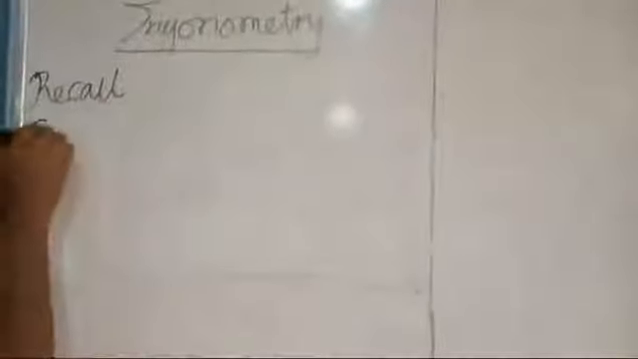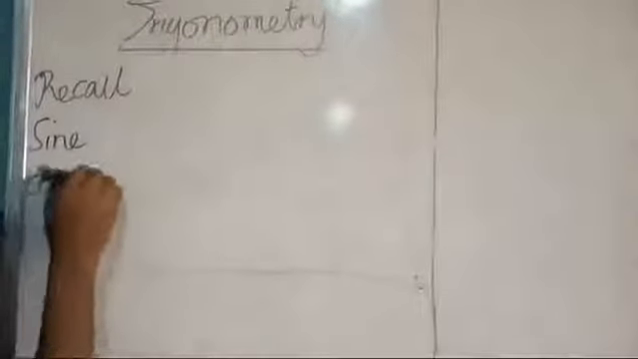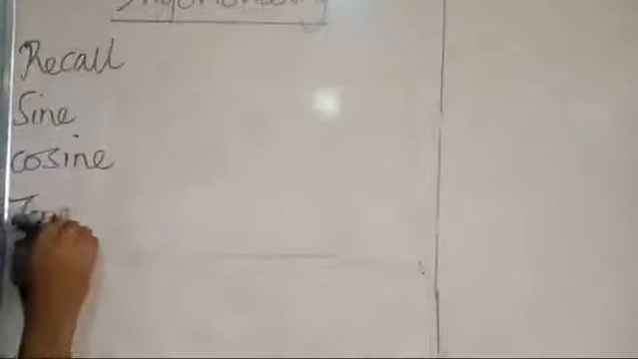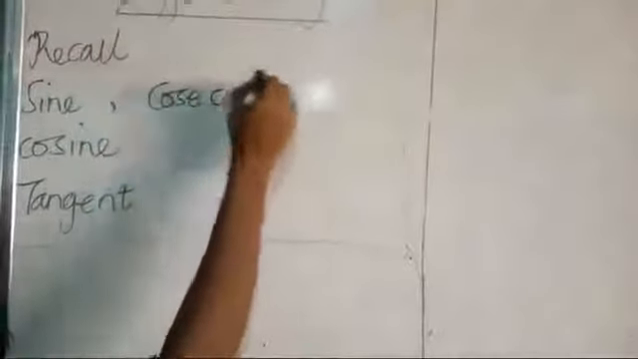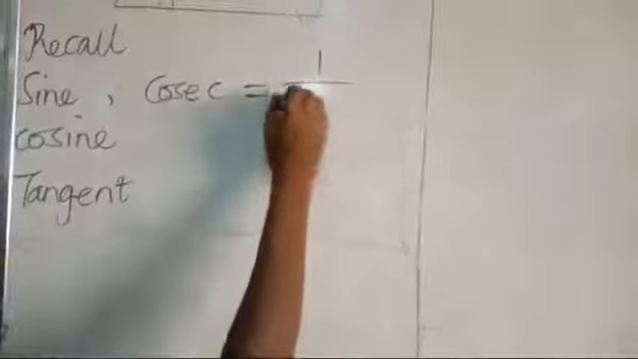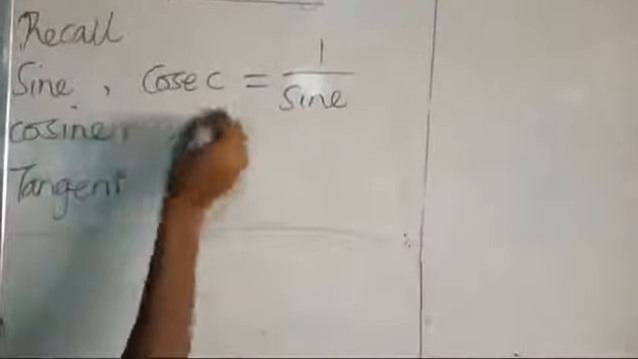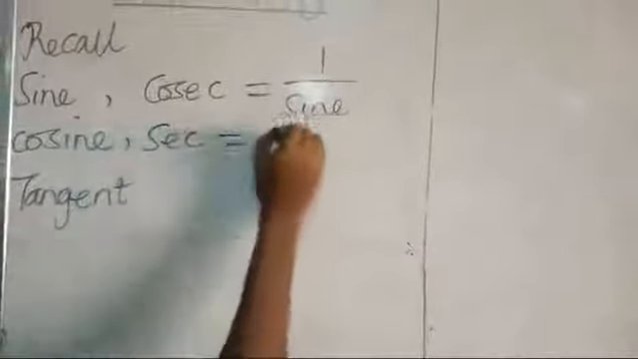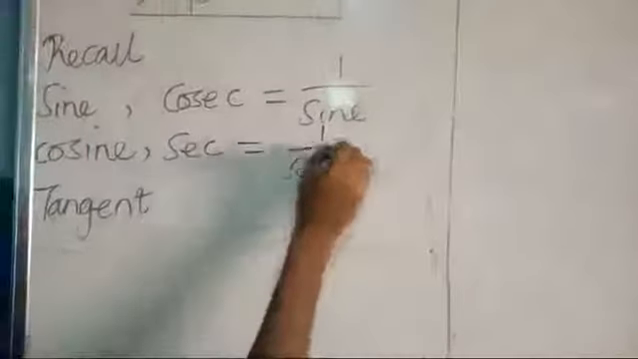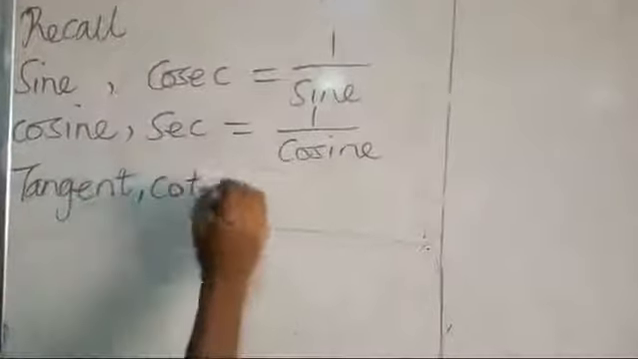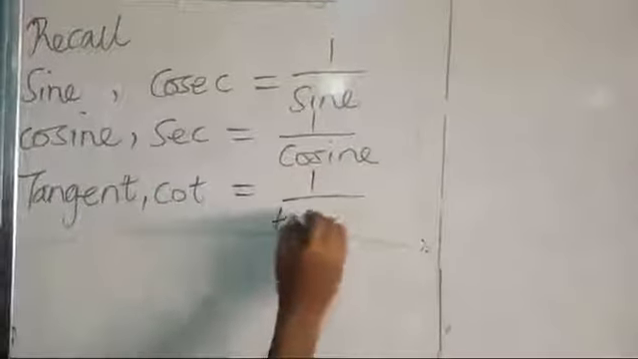In today's class, we still want to continue with what we started in trigonometry. We could recall from last class that the trig ratios are sine, cosine, tangent. And you can also remember that we said cosecant, or cosec, is 1 over sine. Then secant, or sec, is 1 over cosine. And then cotangent, or cot, is 1 over tangent.